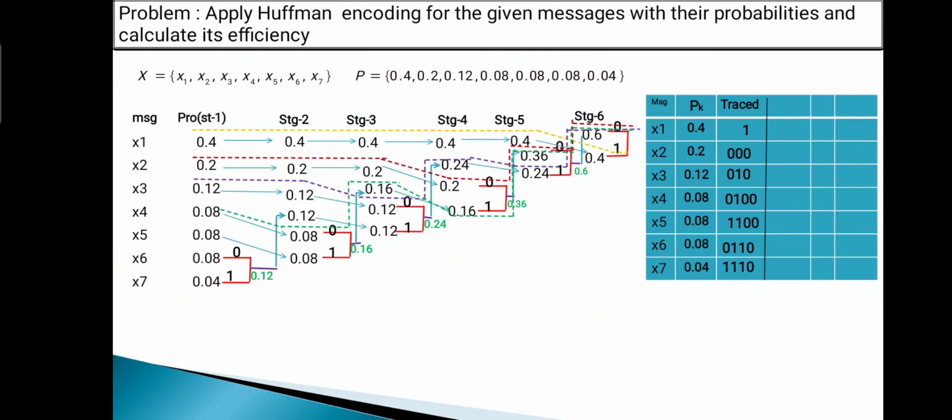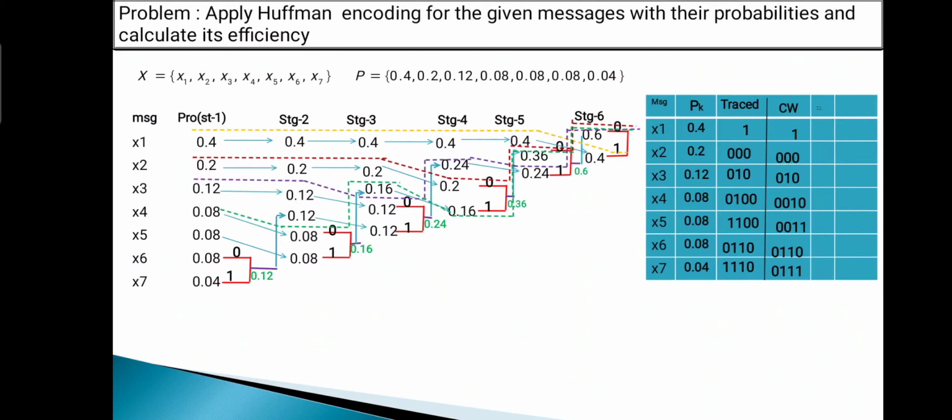Now we are supposed to obtain the code word. So we know very well the code word is just the reverse of the traced path. So once I reverse, for X1 it is 1, for X2 it is 0, 0, 0. For X3, 0, 1, 0. For X4, it is 0, 0, 1, 0. For X5, 1, 1, 0, 0, and once I reverse this, I have 0, 0, 1, 1. For X6, if I reverse, I'll be getting 0, 1, 1, 0. And for X7, the code word is 0, 1, 1, 1.